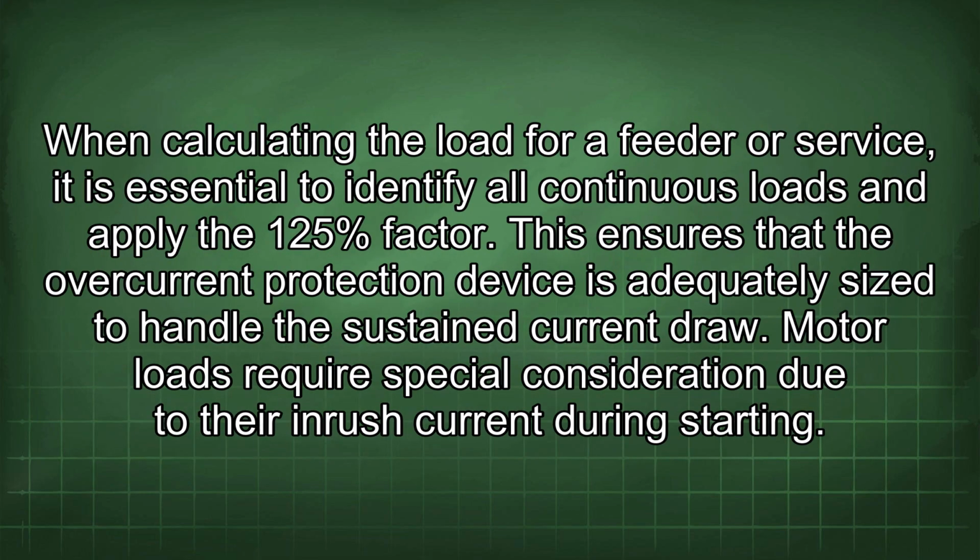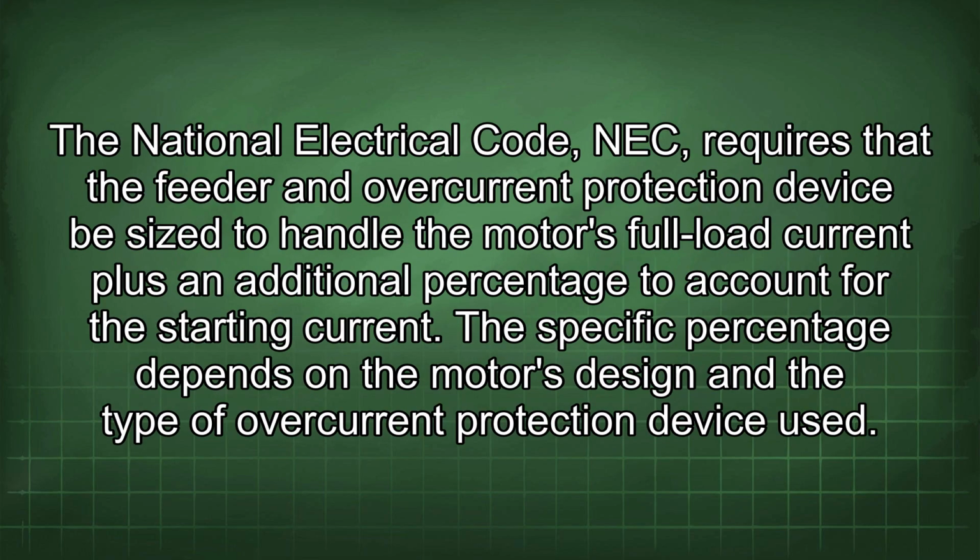When calculating the load for a feeder or service, it is essential to identify all continuous loads and apply the 125% factor. This ensures that the overcurrent protection device is adequately sized to handle the sustained current draw. Motor loads require special consideration due to their inrush current during starting. The National Electrical Code (NEC) requires that the feeder and overcurrent protection device be sized to handle the motor's full load current plus an additional percentage to account for the starting current. The specific percentage depends on the motor's design and the type of overcurrent protection device used.